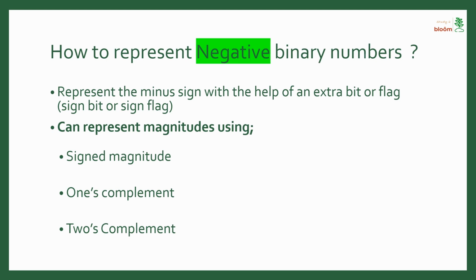We can represent the minus sign with the help of an extra bit or flag, which is called the sign bit or sign flag. We can represent magnitudes with their negative values using three methods: sign magnitude method, 1's complement and 2's complement. Now let's see what these systems are.